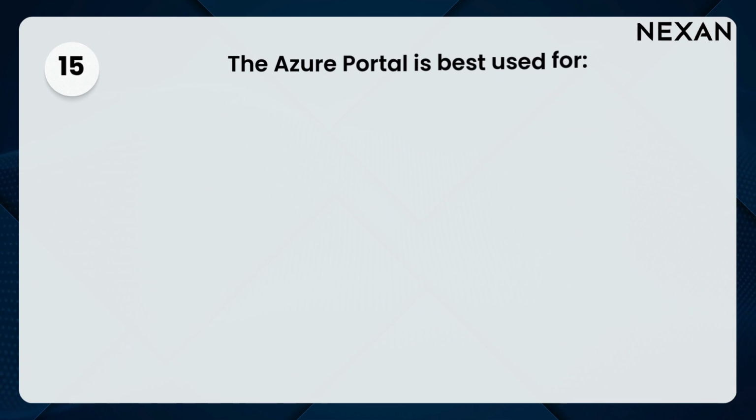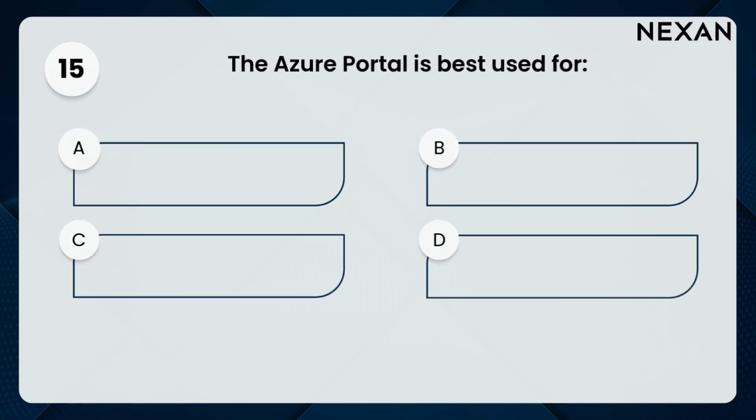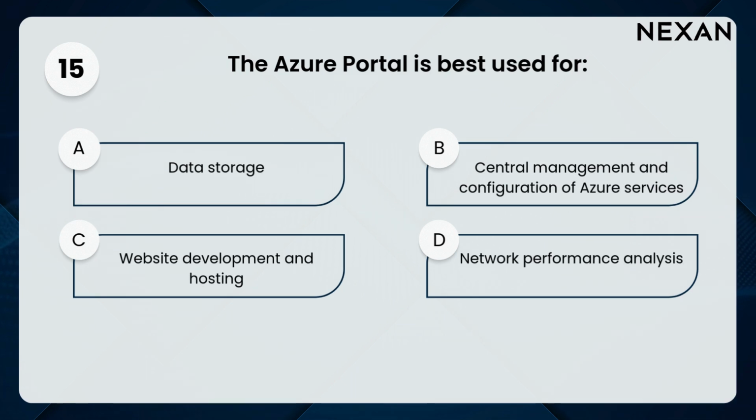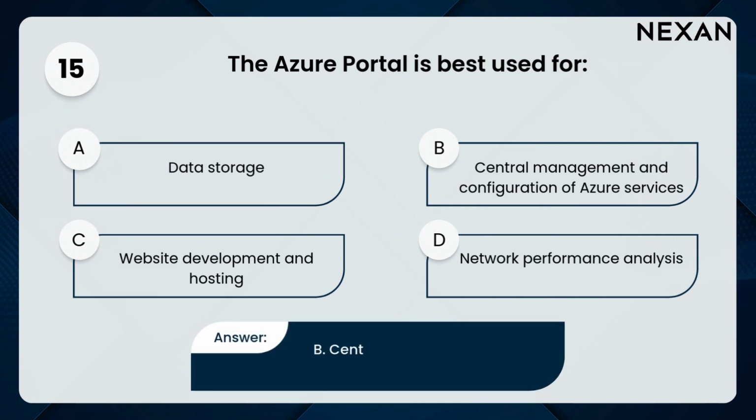15. The Azure portal is best used for: A. Data storage. B. Central management and configuration of Azure services. C. Website development and hosting. D. Network performance analysis. Answer: B. Central management and configuration of Azure services.